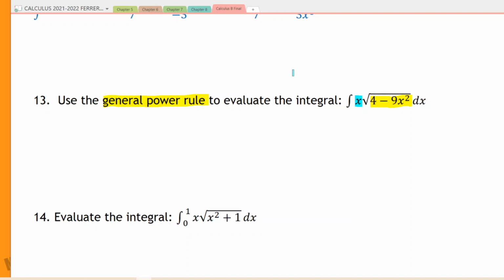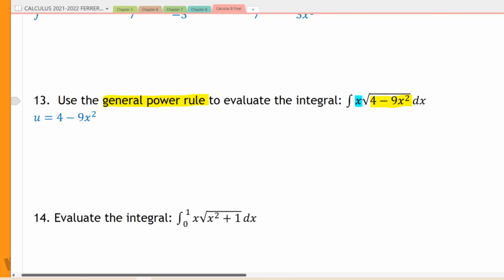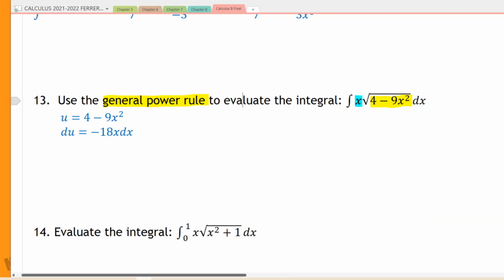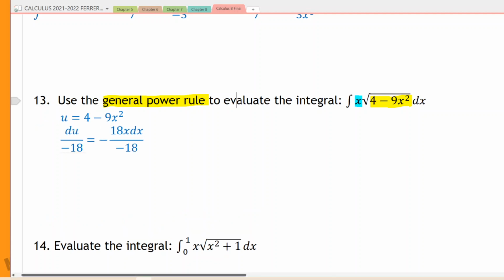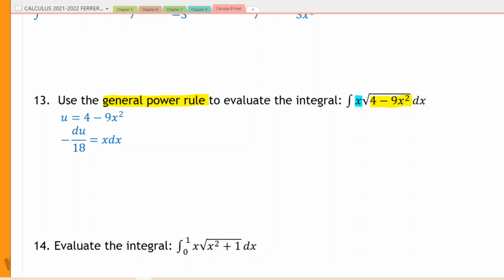So let's make our u. As we discussed, that u is going to be 4 minus 9x squared. Now we'll take some derivatives. And then we'll divide both sides by negative 18. Simplify. Great, and we've got x dx is going to equal negative du over 18. Let's get to our original problem.